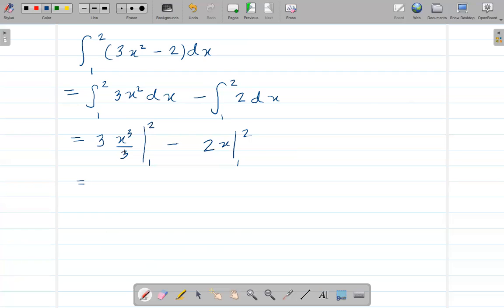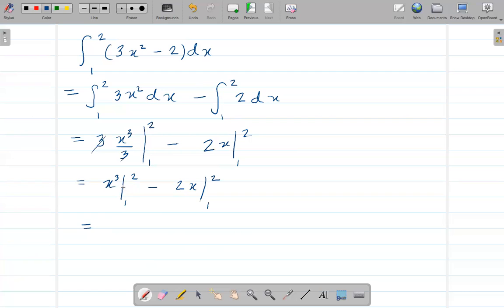Now the 3 and the 3 are gone. So we just have x to the power of 3 from 1 to 2 minus 2x from 1 to 2. This value is always going to go on the bottom, and this value is always going to go on the top. Make sure you don't write 1 on the top and 2 on the bottom, that's going to be wrong, all right? So be careful with this.